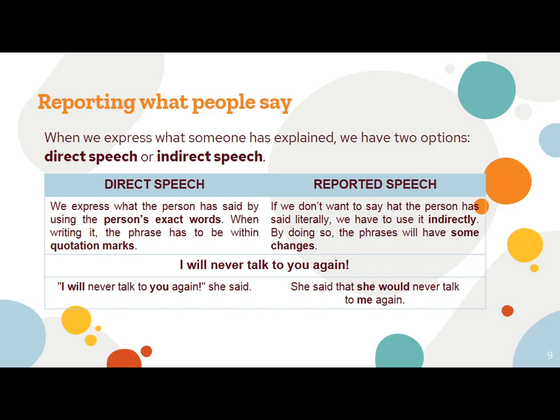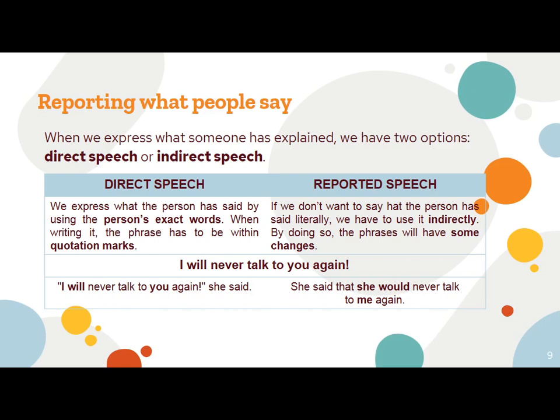Direct speech is exactly what a person has said. Indirect speech, or what we're going to study today, indirect reported speech, is explaining what the other person said, but using my own words. Examples. In the first one, we express what a person has said by using the person's exact words. So that means we are not going to change anything. And when writing it, the phrase has to be within quotation marks.